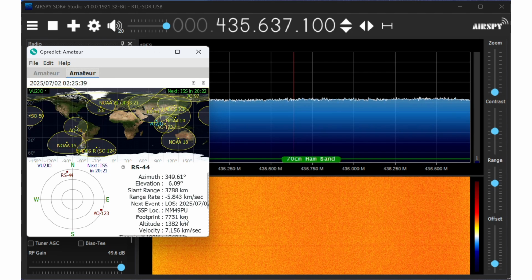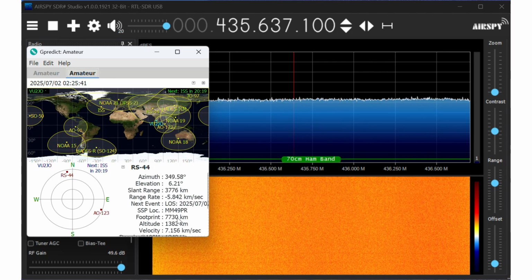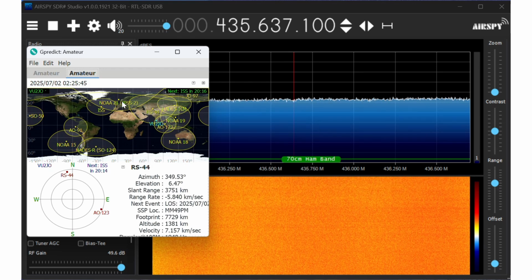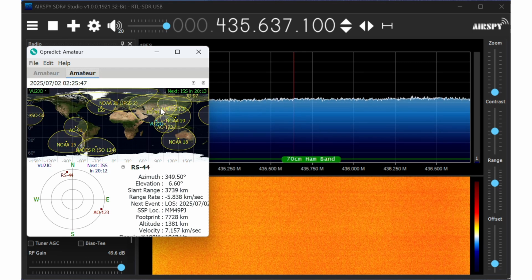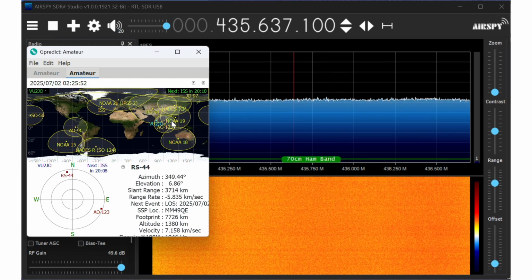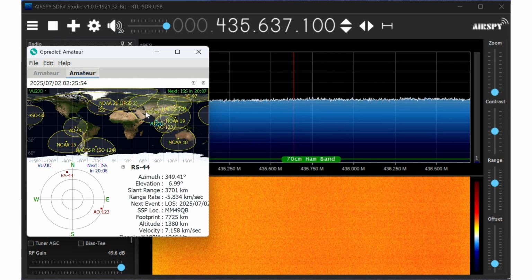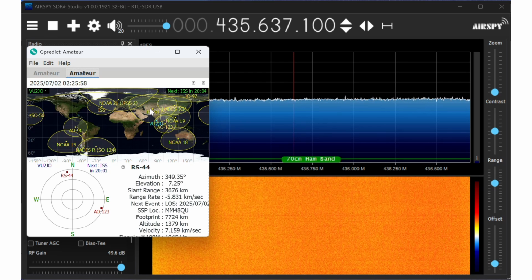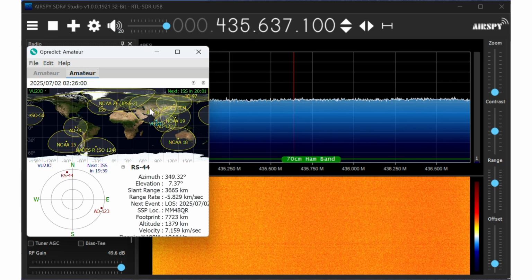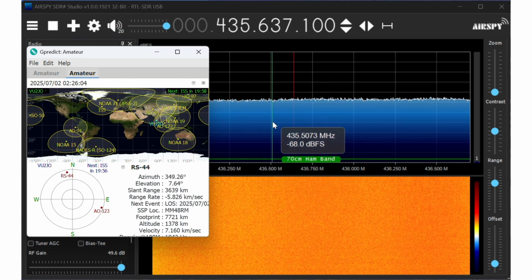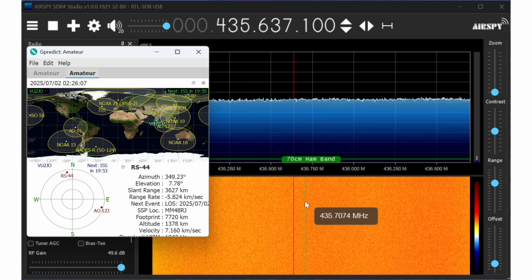It has a large footprint of about 7700 kilometers that you can see here. This is my QTH and this is the footprint of RS-44, quite large compared to the small footprint of AO-123. The reason is that the satellite is at a much higher altitude. So the satellite is there above the horizon, but I have not started hearing anything or seeing anything on the waterfall.